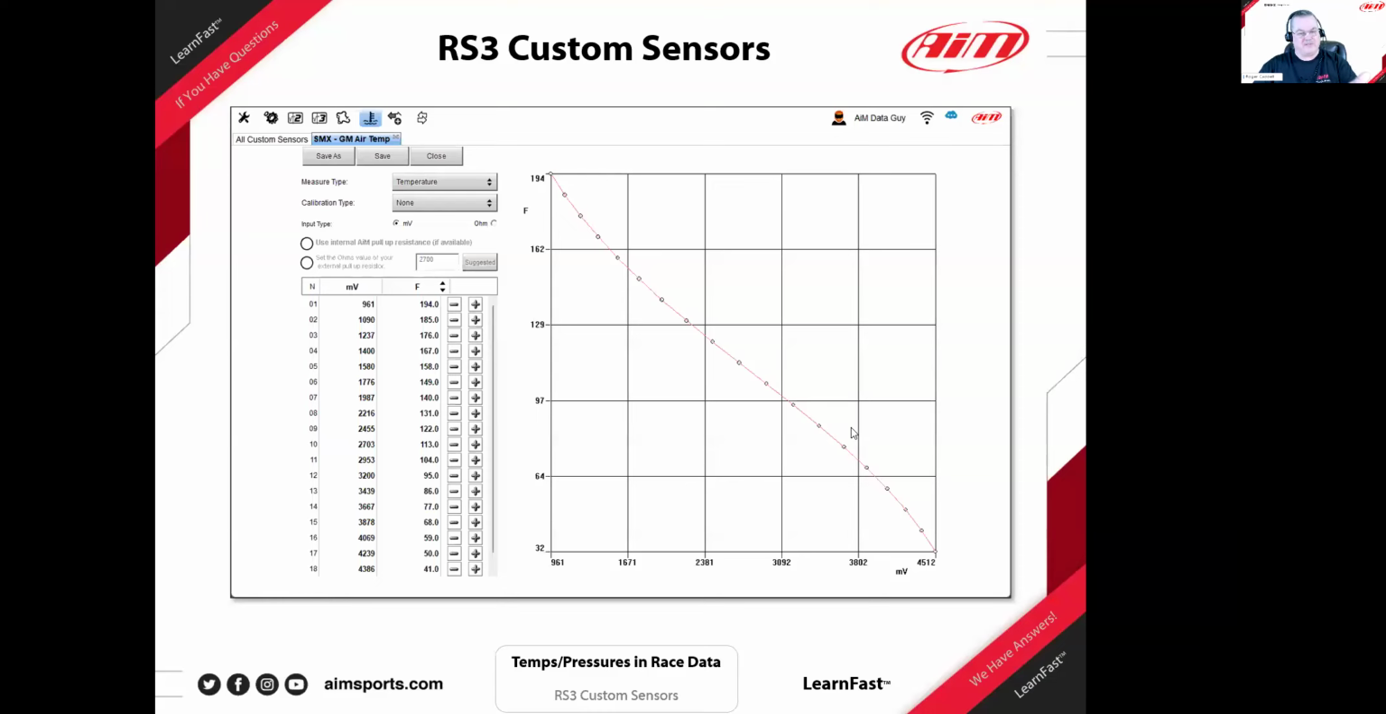So this is fairly straightforward to do. You just give it all the normal information: is it a temperature sensor, do you want to calibrate it or not later, and then fill in the table and save it. Then you end up with a sensor in the list that's a custom sensor, and you select it and you're off and running with your data logger. So custom sensor is very powerful and very easy to use inside of the Race Studio 3 software, very well done by the programmers. Keep that in mind if you have a sensor that you need to use.